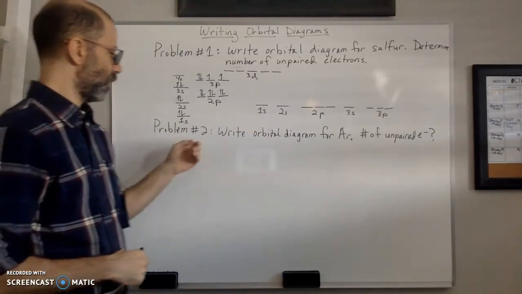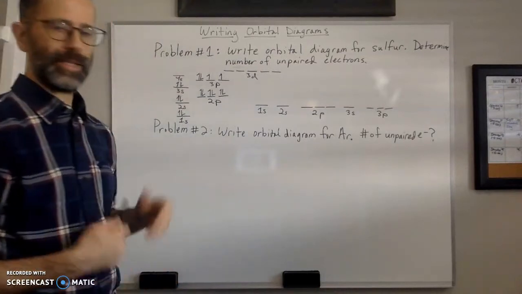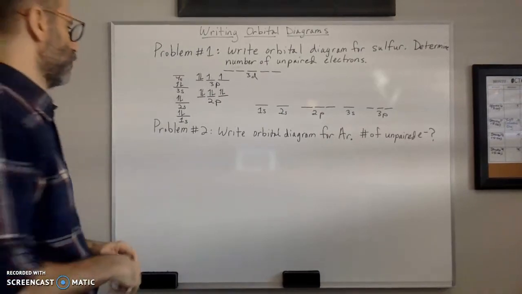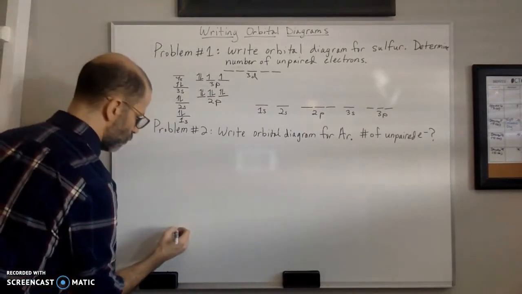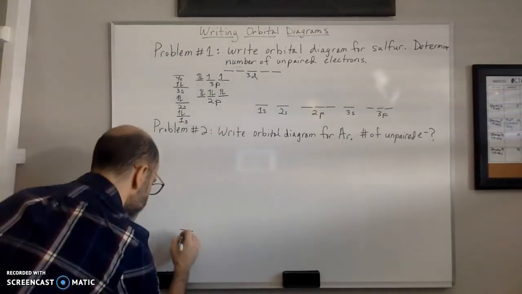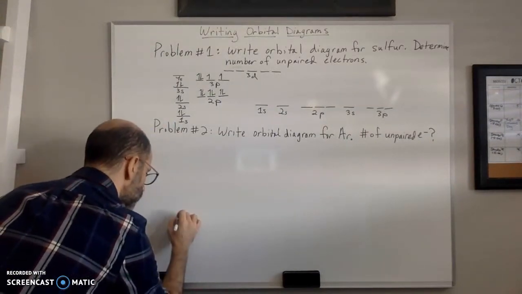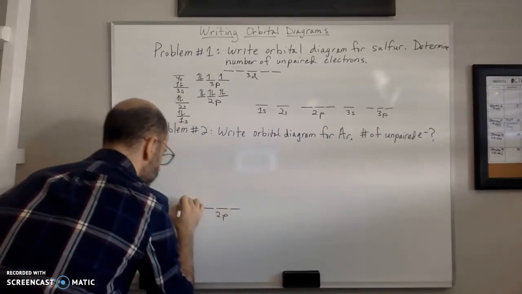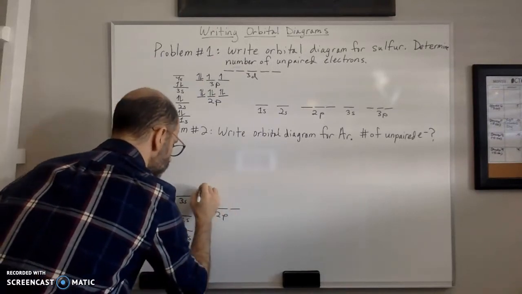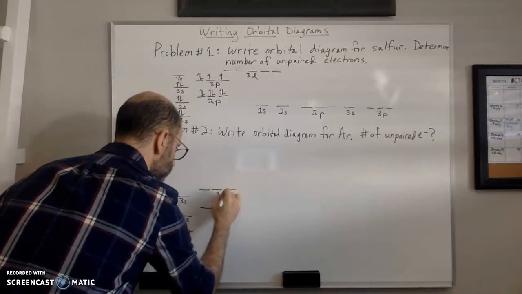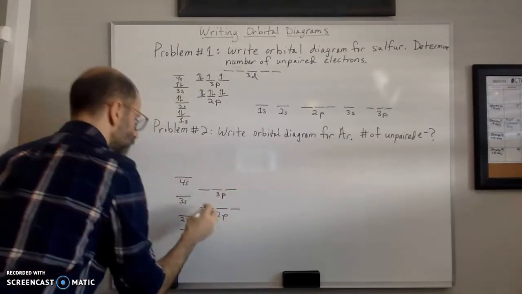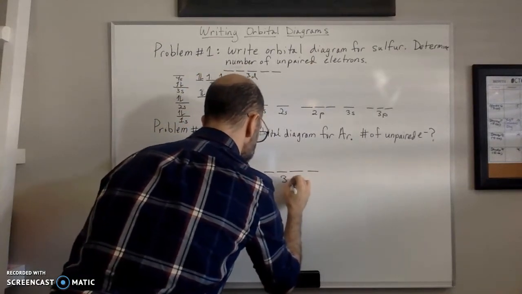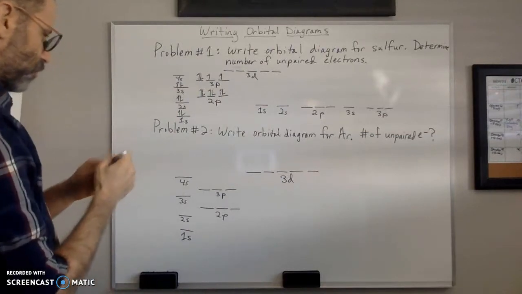What about problem number 2? Write the orbital diagram for argon. So we need to know how many electrons argon has. Argon has 18 electrons. So we could write the orbital diagram again. So we have 1s here, then we have the 2s, then the 2p, and then the 3s, and then the 3p, and then the 4s, and then the 3d, 1, 2, 3, 4, 5, and so on. So I think that should be enough.